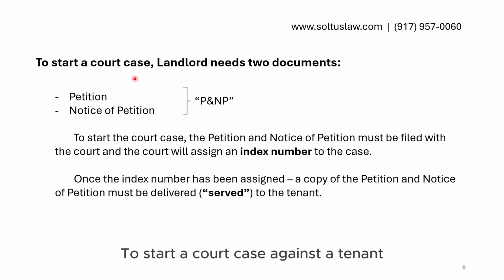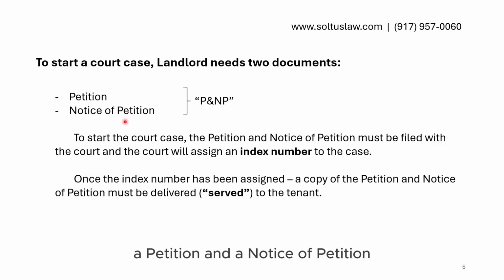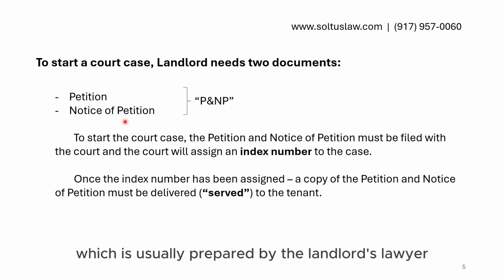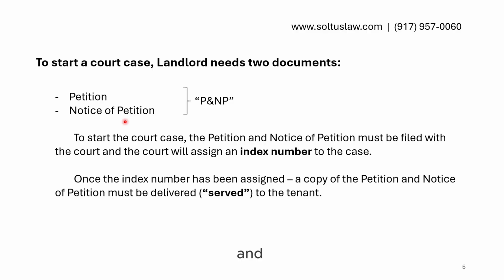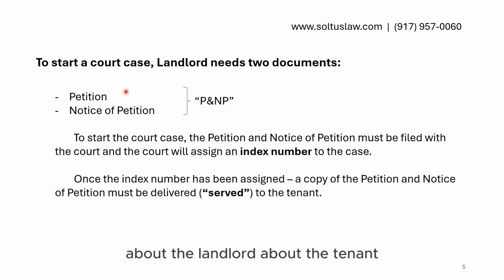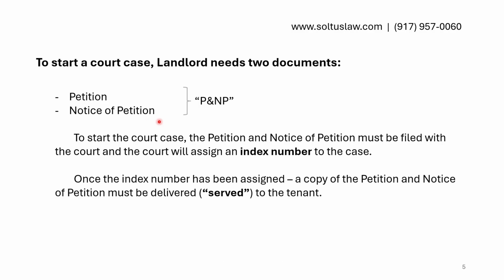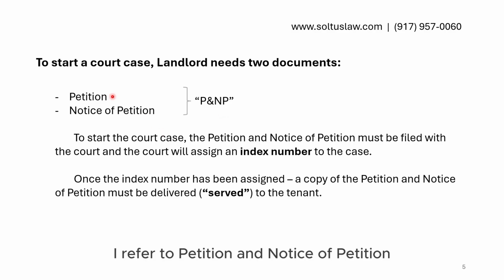To start a court case against a tenant for non-payment of rent, a landlord needs two documents: a petition and a notice of petition. A petition is a document usually prepared by the landlord's lawyer, and it contains factual information about the case, about the landlord, about the tenant, how much rent is owed, and so on. A notice of petition is a standard two-page form that basically needs to be filled in. In the next slides, I refer to petition and notice of petition together as P and NP.